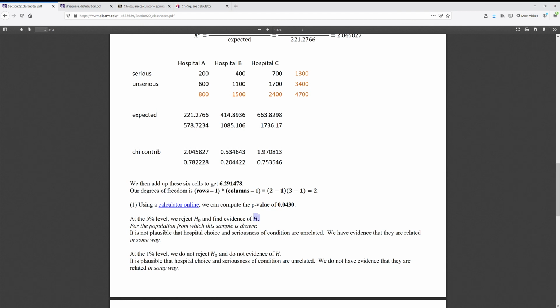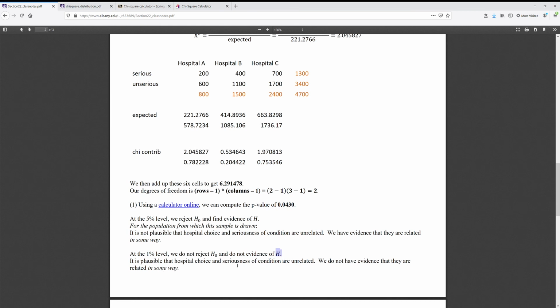On the other hand, if 1% is your standard, then it's just not that suspicious. Assuming independence, does it occur less than 5% of the time through random chance? Yes, that's suspicious. Assuming independence, does it occur less than 1% of the time through random chance? No, that's not suspicious. This is not less than 0.01. So we do not reject H0 and do not find evidence of HA, where the A again is not printing for some reason.